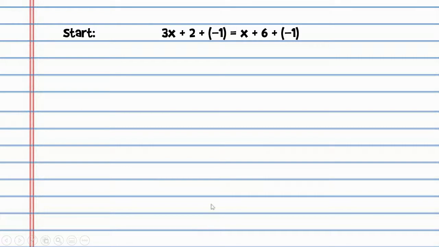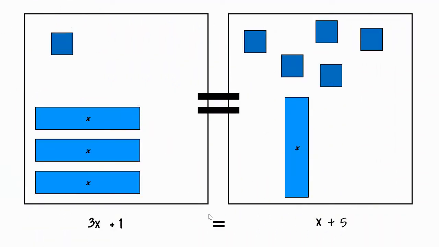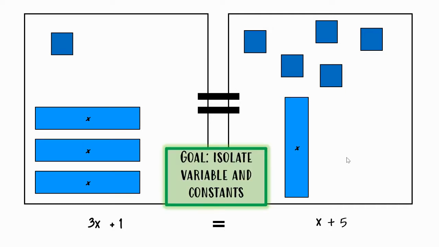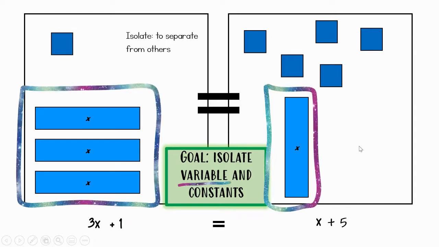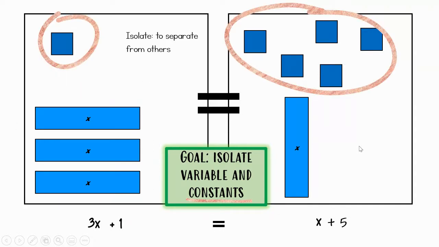So we just combined our unit squares and we ended up with 3x plus 1 is equal to x plus 5. So we'll go back to our algebra tiles. Remember, 3x plus 1 is equal to x plus 5. I can't simplify anything else on each side by combining like terms. So now I have to start using 0 pairs to try and cancel out. Remember, I'm trying to isolate the variable and the constants. Let's break that down a little bit to make sure we understand what it means. To isolate means to separate from others. So we want to separate the variables from the constants.